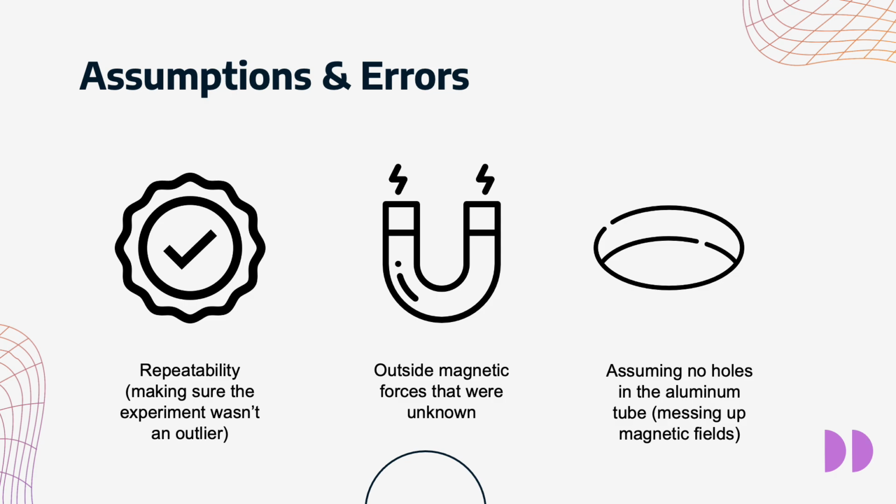Next, an error we could have made is that there could have been outside magnetic forces that we didn't know about, and we just assumed that there weren't. For this case, we assumed there weren't any.